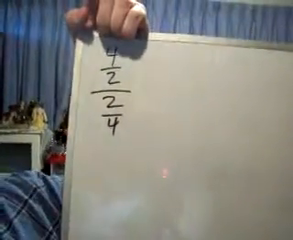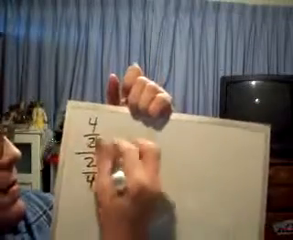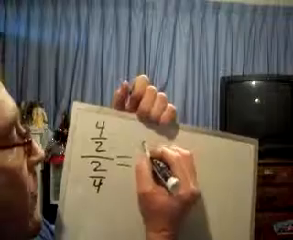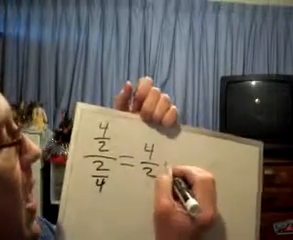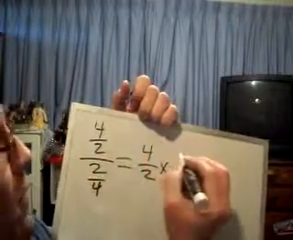Now, we're going to give you one more challenge here. Okay? We'll see if you can do this. How are you going to solve that? Well, here's how you're going to solve it. We're going to take the 4/2 and multiply it by the reciprocal of 2/4.